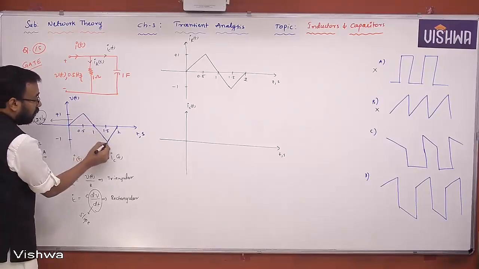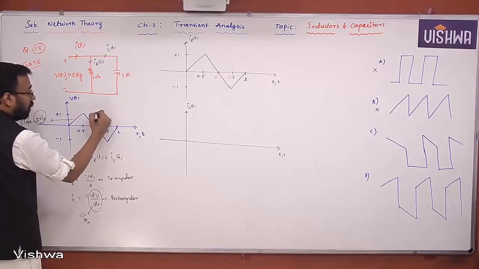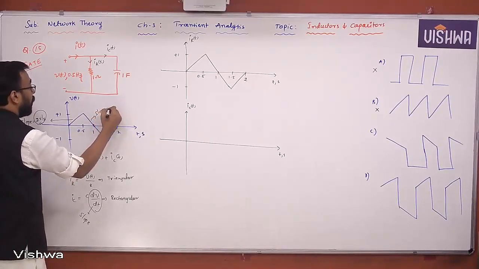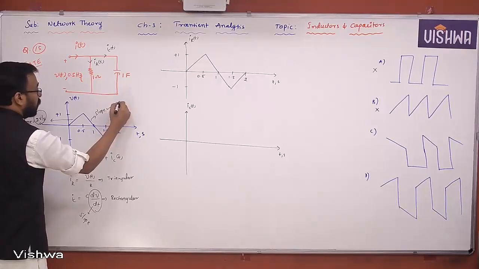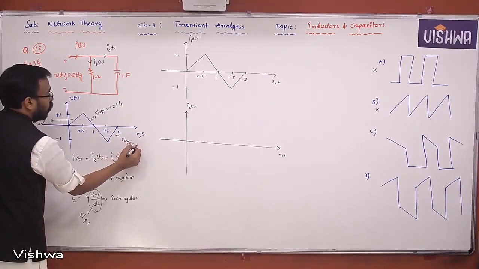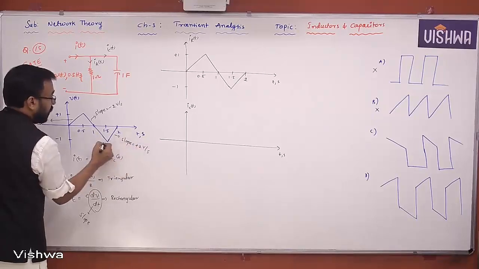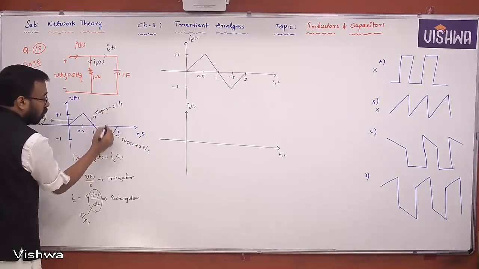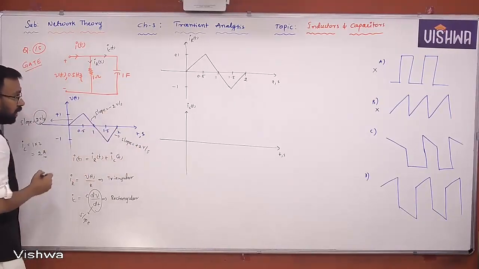Now, the slope is also here. You can observe, slope is minus 2 volts per second. This is slope plus 2 volts per second. This is an increasing slope. This is a decreasing slope. Negative slope, positive slope. This is also positive slope. Yes or no, all of you?